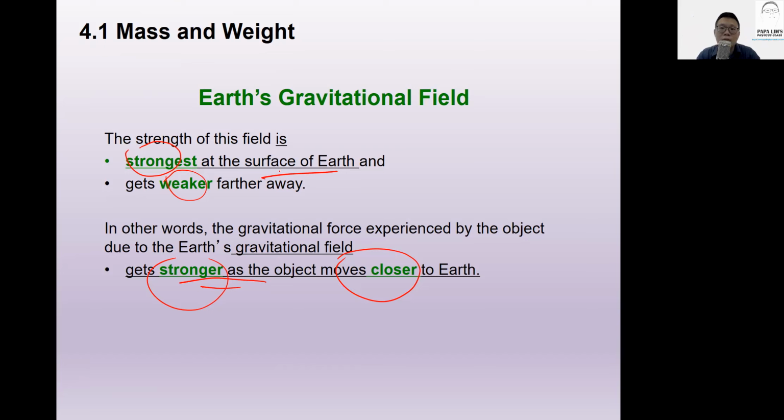So if I dig all the way down to the core, the center of the Earth, which is thousands of kilometers away, you'll find that the gravitational pull is much, much stronger compared to the surface.